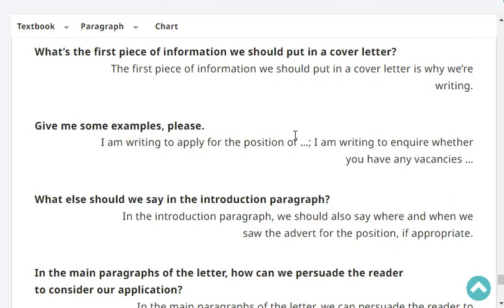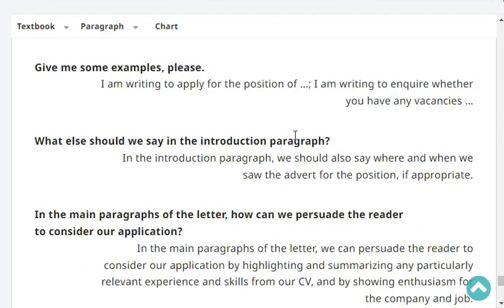Give me some examples, please. I am writing to apply for the position of. I am writing to inquire whether you have any vacancies. Very good.